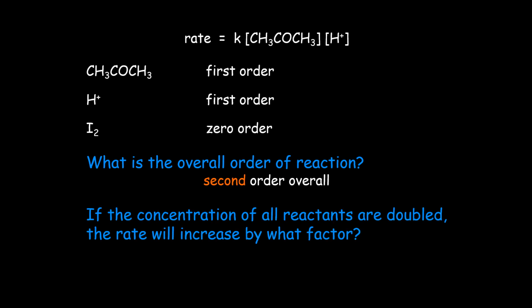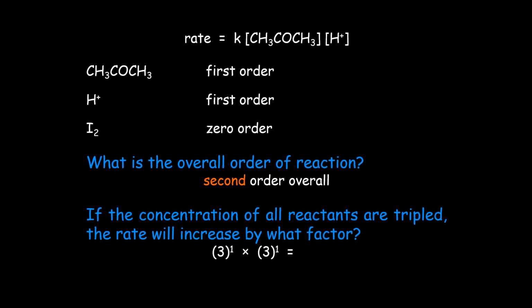It's going to be second order overall. It's going to be 2 to the power of 1 times 2 to the power of 1, so the rate increases by 4 times. If we triple the concentrations, then it's going to be 3 to the power of 1 times 3 to the power of 1 equals 9 times the rate.